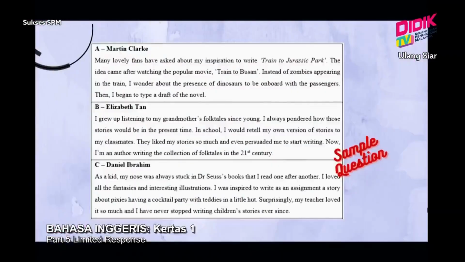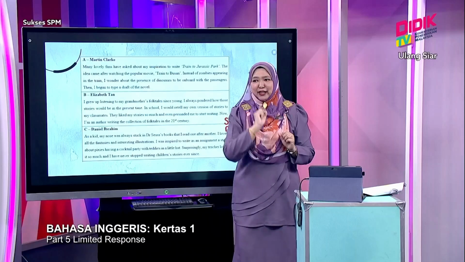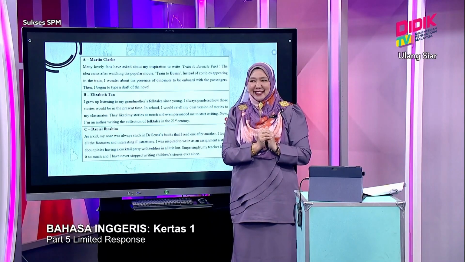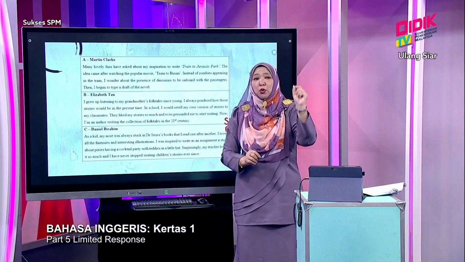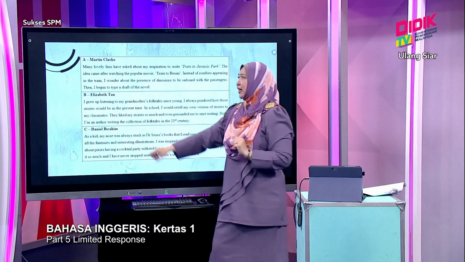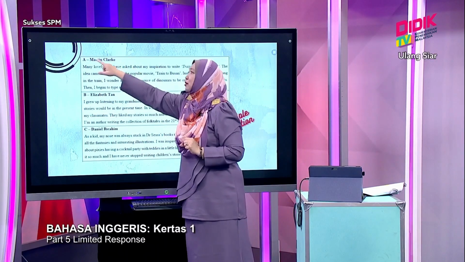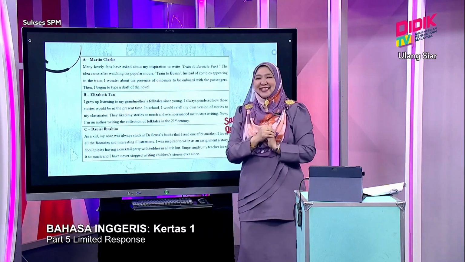So here, like what I said just now, we have the alphabet and we have the names, right? Here, for example, A, we have Martin Clark. So if the instructions say which paragraph, don't ever write down A Martin Clark. Just write A. If the instruction is which person, then you write Martin Clark. Don't write A. So it's very important for us to really read through the instructions properly. That is for the first part.